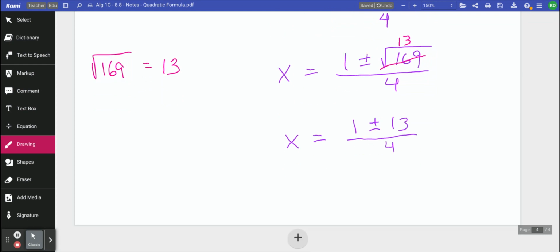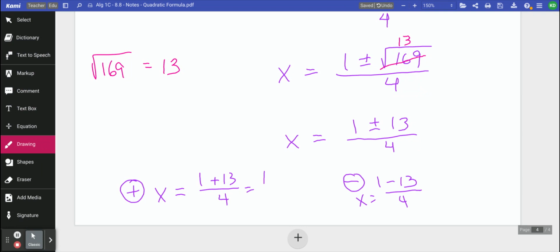Okay, so now here comes the tricky part, right? I have to split up that plus or minus. So I'm going to put a plus equation over here, which is going to be x equals 1 plus 13 over 4. And then I'm going to do my minus equation, which is x equals 1 minus 13 over 4. So 1 plus 13 is 14. And 14 over 4 doesn't simplify all the way, but I can cut them both in half, so 7 over 2. Okay? And then 1 minus 13 is negative 12, and negative 12 divided by 4 is negative 3.